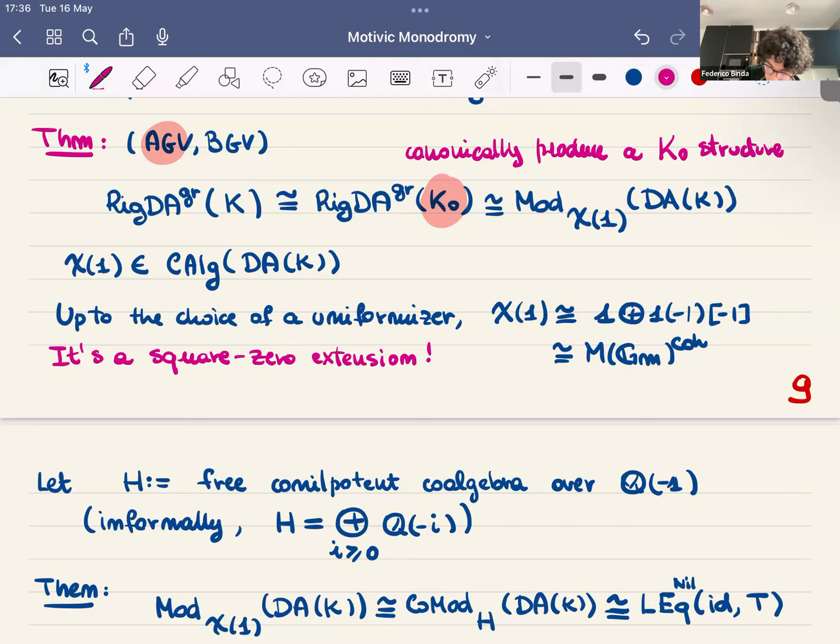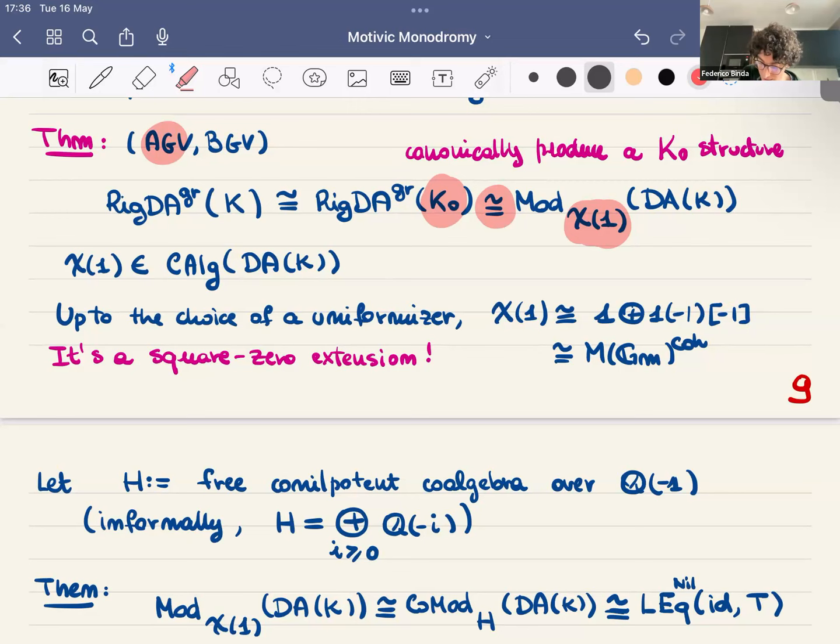And a variant of Barwick's theorem, because the functor Psi is monoidal and its right adjoint is lax monoidal. So you have a canonical factorization through the category of modules over chi of one. Chi is the right adjoint, and chi of one is an infinity algebra in DA_k, a commutative algebra object here. So you have a factorization of the Monsky-Washnitzer functor through modules over this algebra object in DA_k. And the content of the theorem is that this functor is actually fully faithful, and its essential image is by definition RigDA^GR. So this is an equivalence.